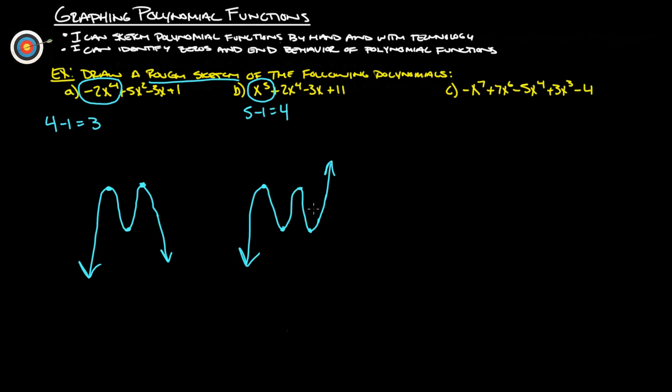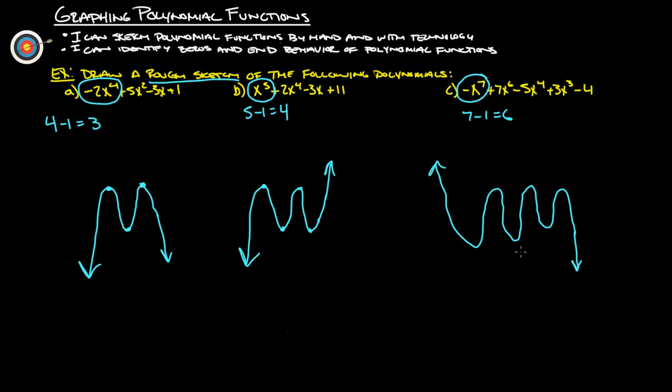If you think you've got this, pause it really quick and try C on your own, and then unpause it and check. But here we go. This one here is negative, so I know it ends up going down, and it's going to have 7 minus 1, so 6 turns potentially. So 1, 2, 3, 4, 5, 6. Roughly looks something like that.